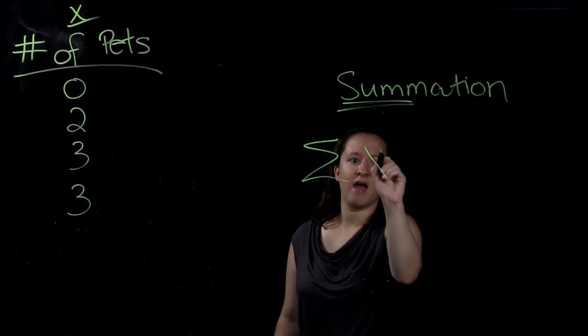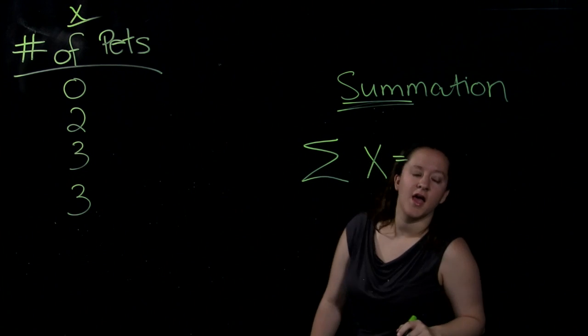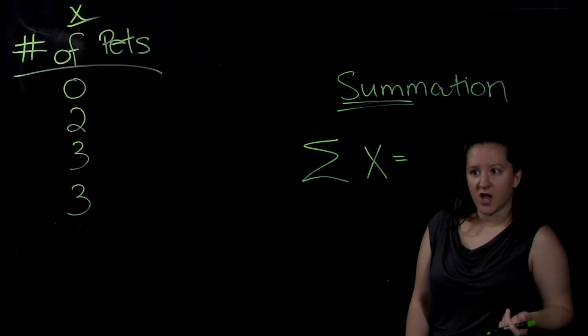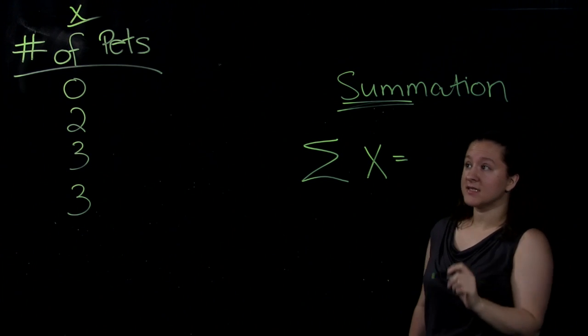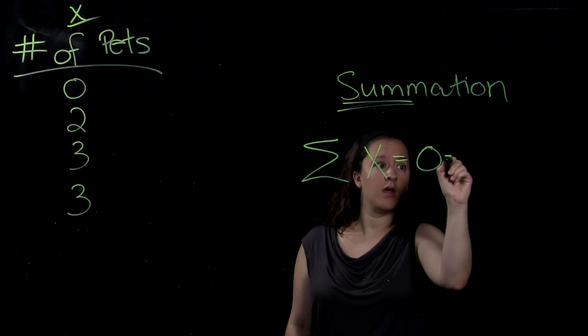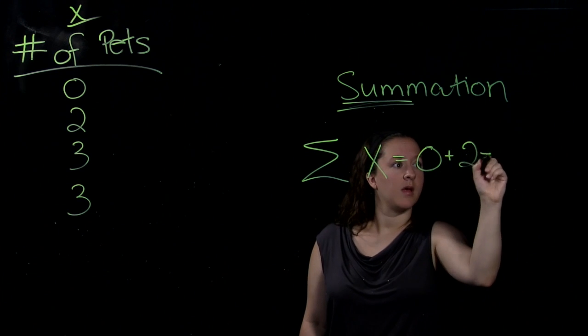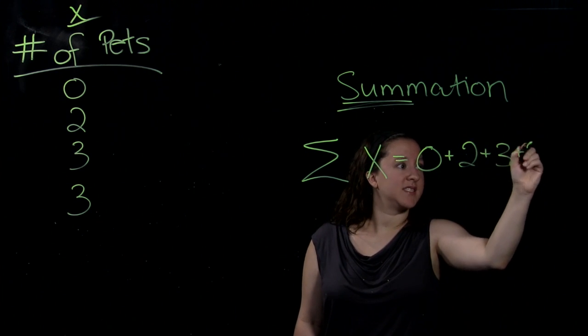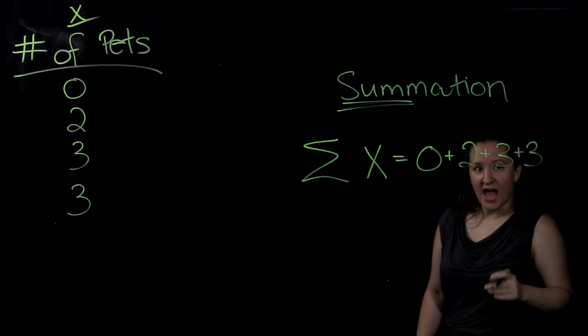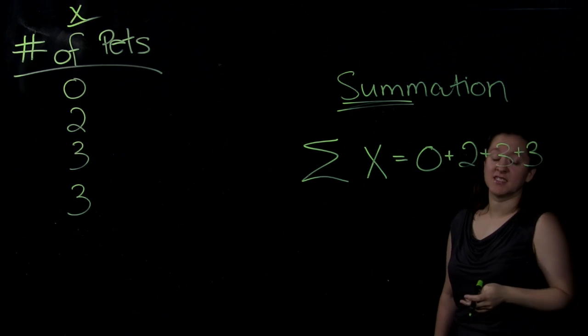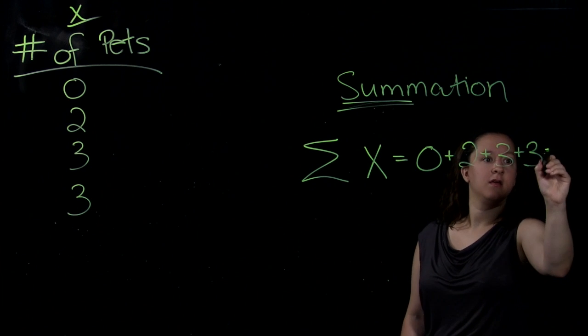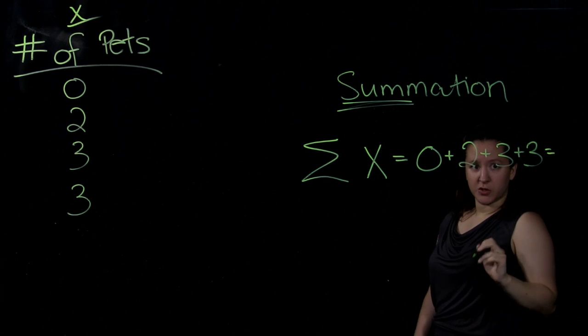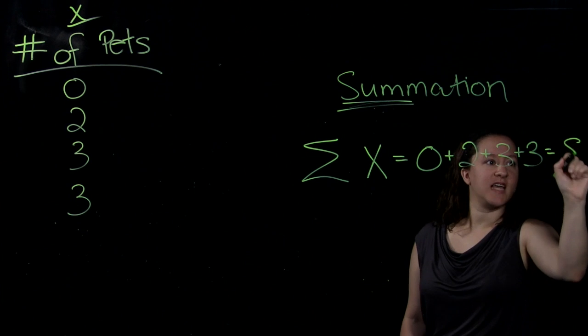Let's compute sigma x. In other words, the sum of all of the observations. So sigma x here is going to be 0 plus 2 plus 3 plus 3. We're just going to add the number of pets that each student in this sample said that they had. 0 plus 2 plus 3 plus 3 gives us 8.